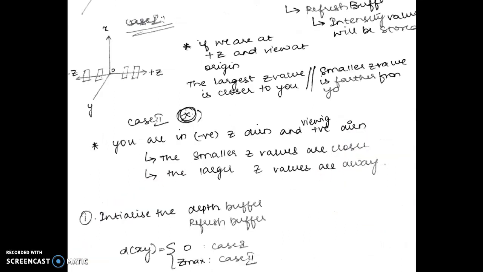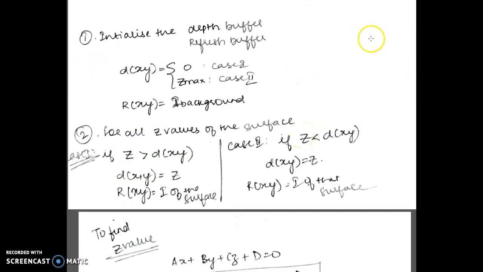So we have two cases here. In case one, if you are standing on the positive z axis and looking at the origin, the largest z value will be closer to you and the smallest z value will be away from you. Similarly, in case 2, if we observe from the negative z axis and look towards the positive z axis, the smaller value of z will be closer to you, whereas the larger value of z will be away from you. Now let us see how this algorithm works. We generally give importance to the second case.